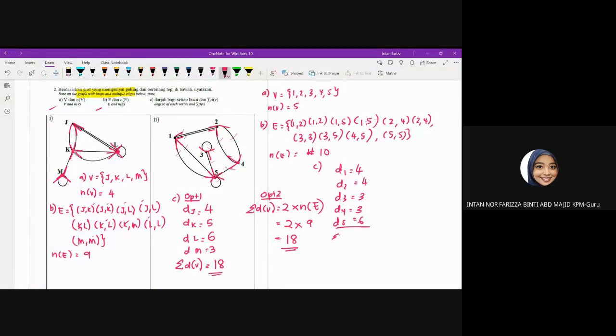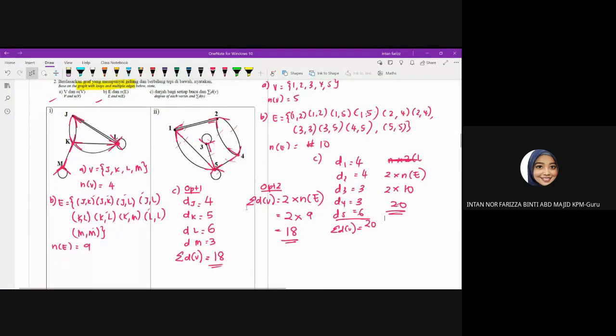So total of degree of the vertices will be 20. So now let's check using the formula n times 2. Sorry, it is reversed. It is 2 times e, number of edges. Number of edges we have is 10, so answer is 20. Okay? All right, so that is for a graph with loops and multiple edges, okay, without direction, without weightage.